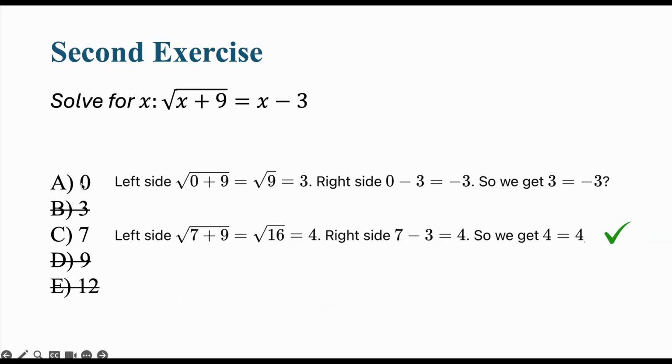If we plug in 0 into this equation, we get the root of 0 plus 9, and that's of course the root of 9, and this is 3. On the right hand side we have 0 minus 3, which is minus 3, so we get 3 equal to minus 3. Of course that's not the correct answer choice.